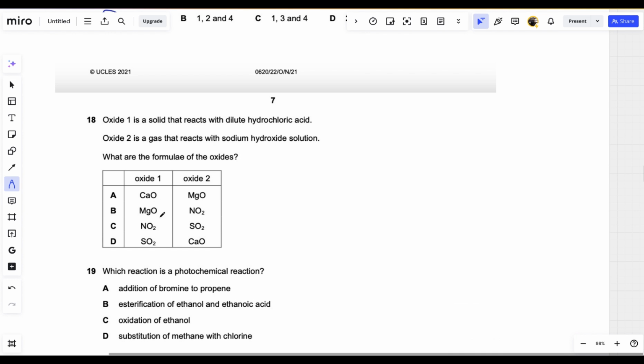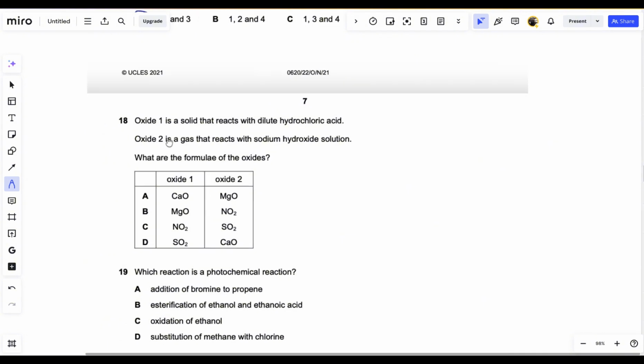And let's see the second one. Oxide 2 is a gas. Magnesium oxide is not a gas. But nitrogen dioxide is a gas. Because it says oxide 2 is a gas, this is the determinant of the answer. So our answer is B. The answer is supposed to be between A and B.